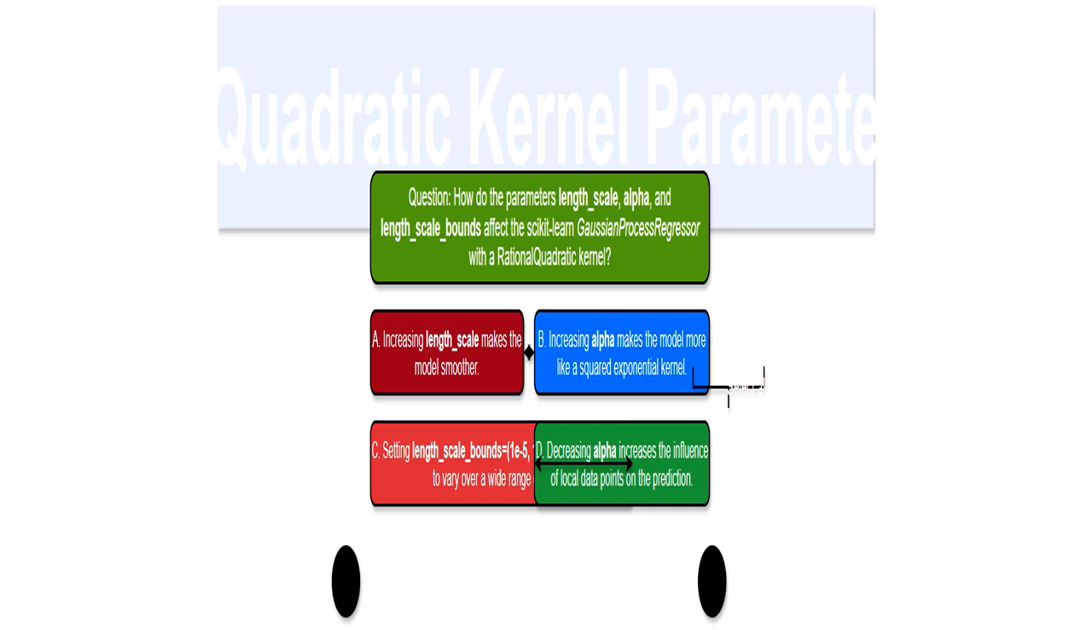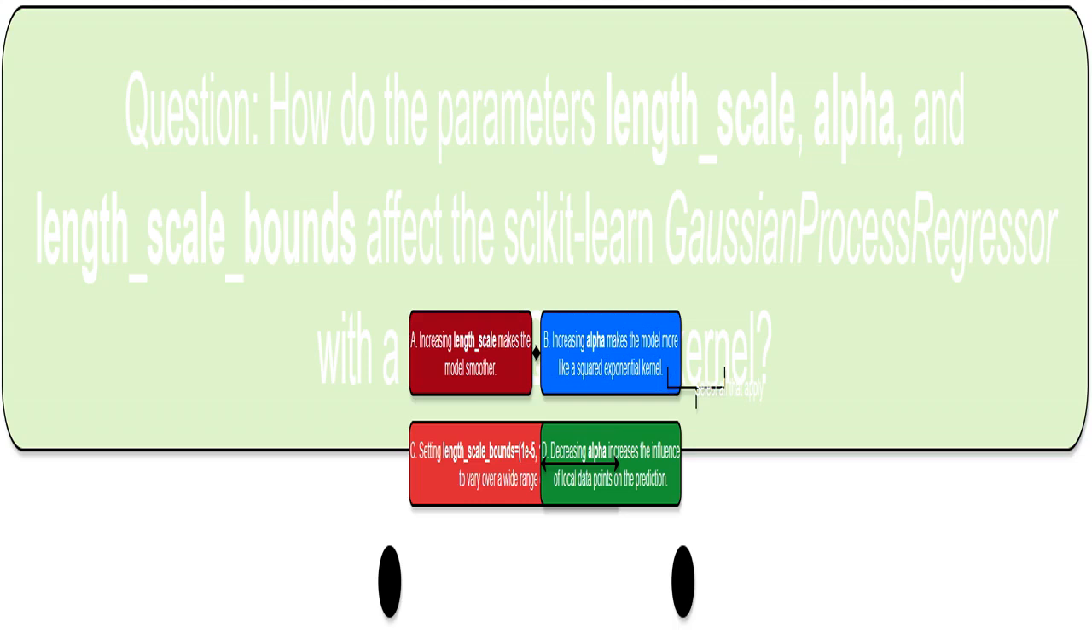Think of it like adjusting the knobs on a sound system. Each knob does something different to the overall sound. This is the core question of the quiz. We're asked to analyze how three parameters, length_scale, alpha, and length_scale_bounds, influence a Gaussian process regression model using the rational quadratic kernel. Each parameter plays a distinct role in shaping the model's behavior and prediction accuracy.